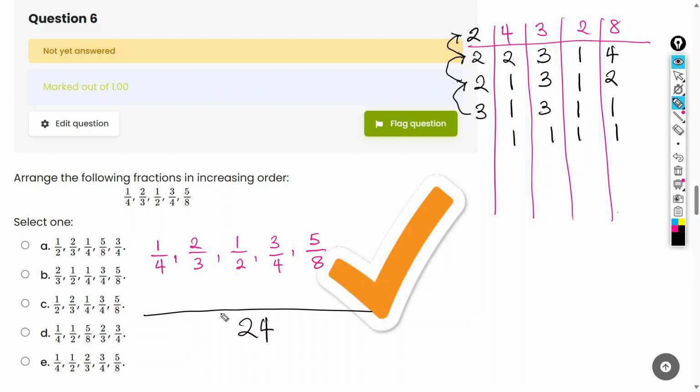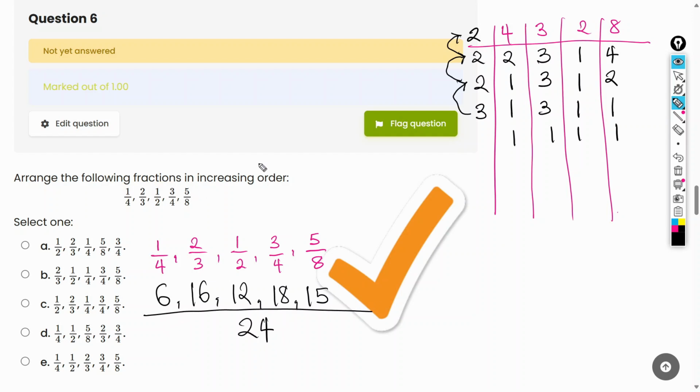The next thing is to divide by our denominators and multiply by our numerators. So 4 into 24 is 6. 6 times 1 is 6. 3 into 24 is 8. 8 times 2 is 16. 2 into 24 is 12. 12 times 1 is 12. 4 into 24 is 6. 6 times 3 is 18. 8 into 24 is 3. 3 times 5 is 15. Now they have a common denominator. We can easily compare them.